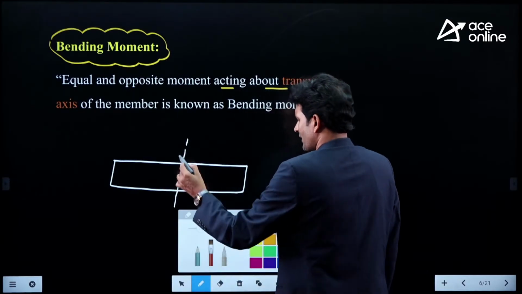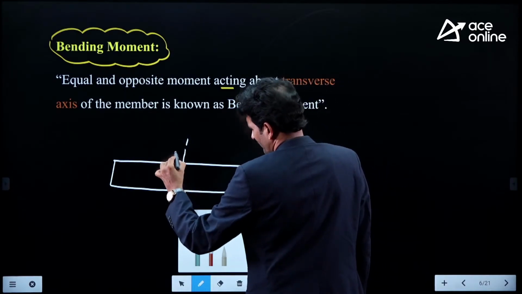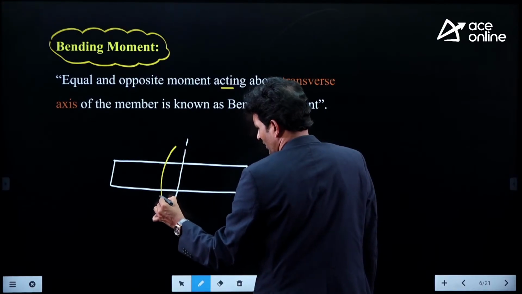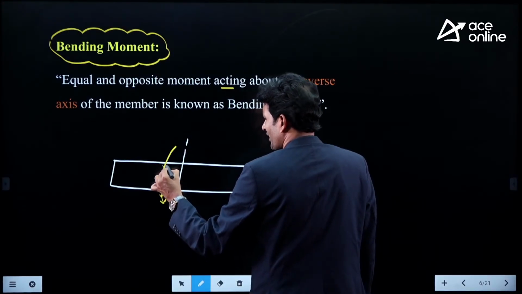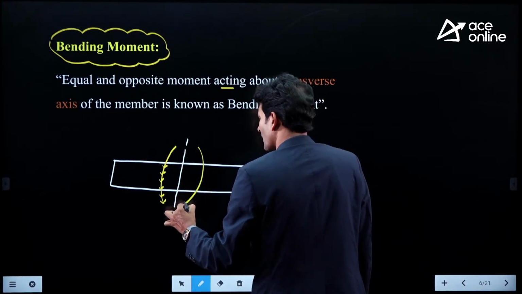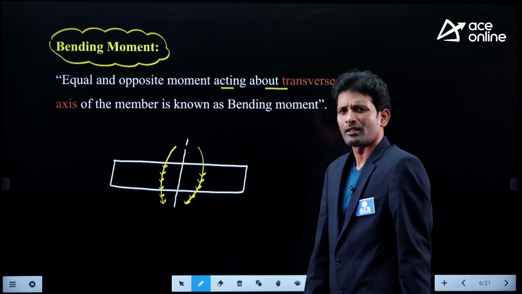Suppose this is the section I am taking. For my section, if my bending moment on the left-hand side is acting in an anti-clockwise direction, then obviously on the right-hand side of my section, we are observing a clockwise bending couple. Then only the beam is at a rest position.